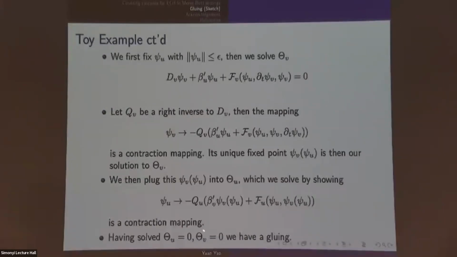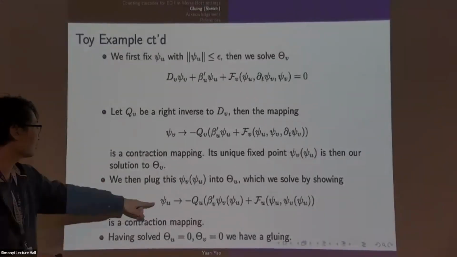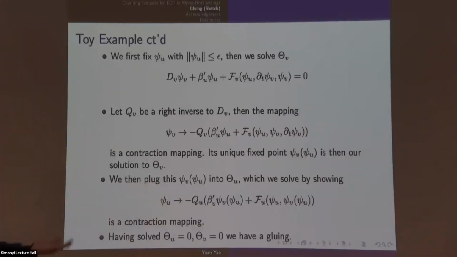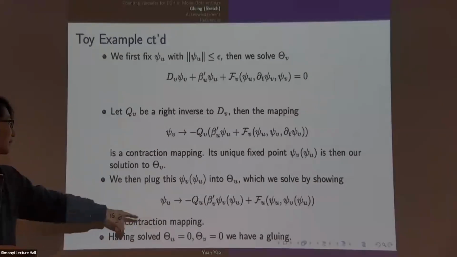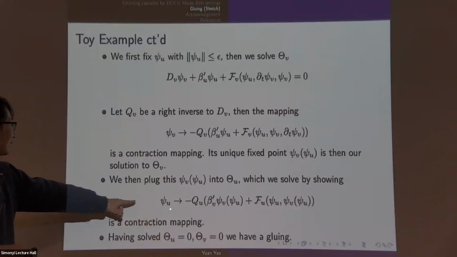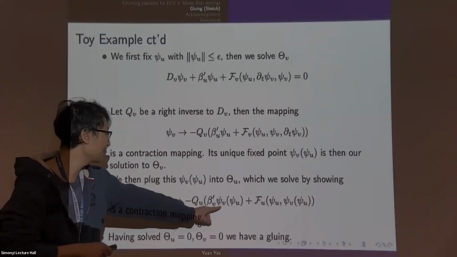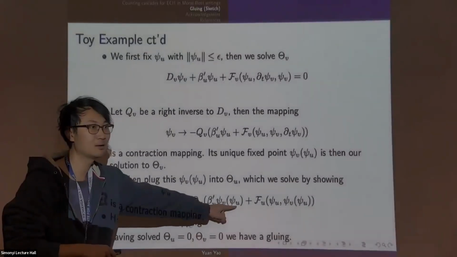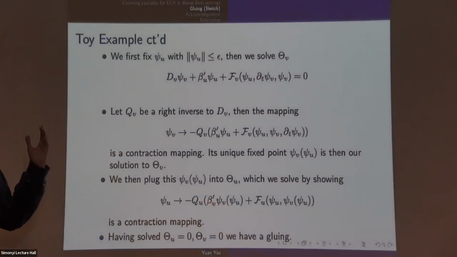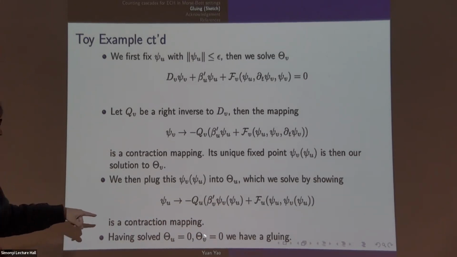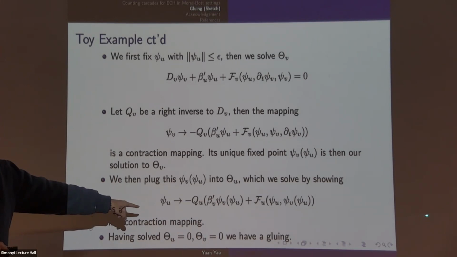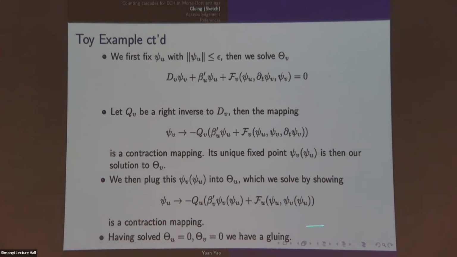Now I'm going to plug this psi of v into my other equation. So we plug this into psi of u. Now the only independent variable is just psi of u, so I try to solve it by another contraction mapping and find a fixed point of this map. Here psi of v depends on psi of u, but you can show this is a nice kind of dependence, like the derivatives are bounded, and this is also a contraction mapping. Make sense? And then afterwards, we have solved the system of equations and we have a gluing.